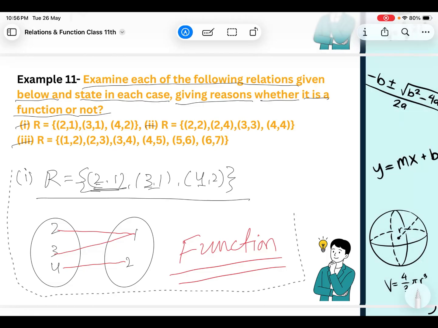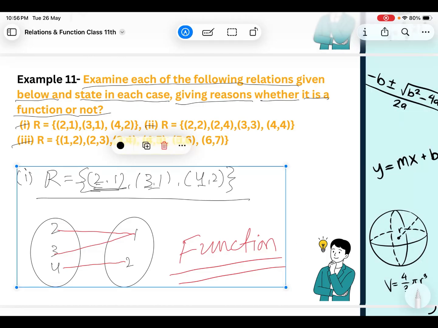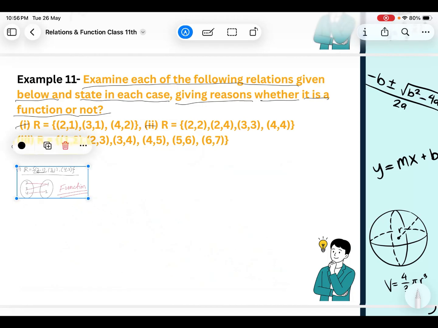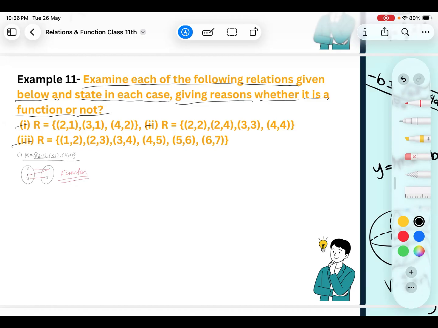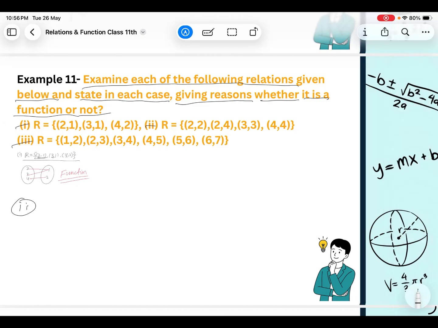Okay, now the second one. Let me make it smaller so we can write another question here. Question number 2. We have another candidate to judge. R equals {(2,2), (2,4), (3,3), (4,4)}.